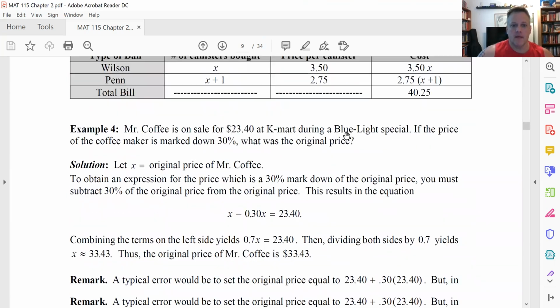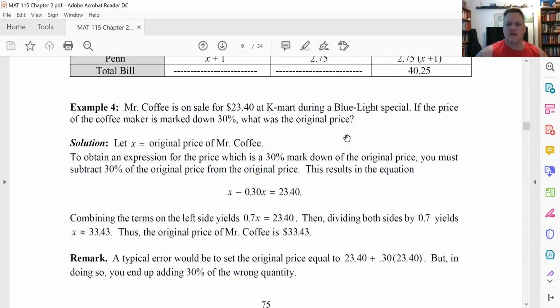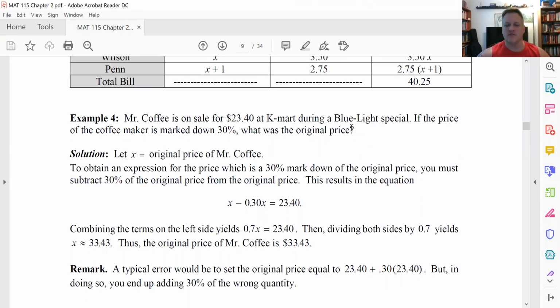All right. Example 4 is not difficult, but it's one of those that comes up a lot in a lot of different settings when you talk about percentages, markdown, markup, that sort of thing. And so let's just look at this. A little bit dated in the sense that Kmart, I don't even think exists anymore, let alone a blue light special. But despite the anachronistic phrasing, it has meaning.